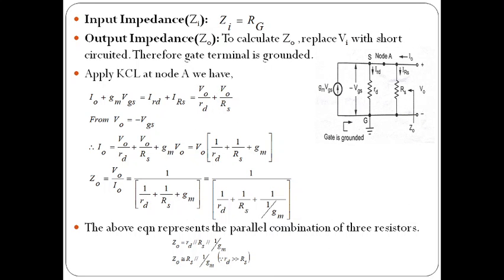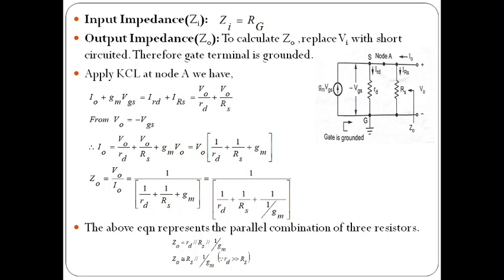Input impedance is nothing but what we see by looking from the input side. When I am looking from the input side, it is almost equal to the Rg value, the gate resistance. So the input impedance equals the Rg value.